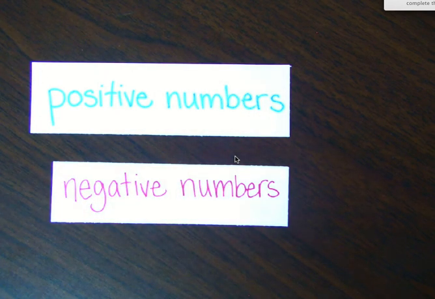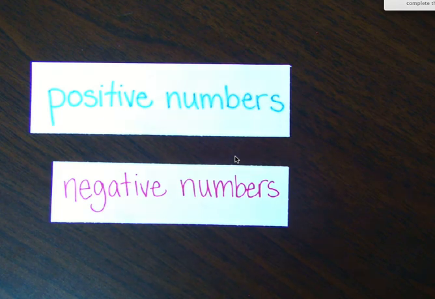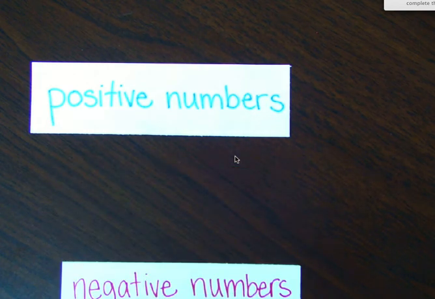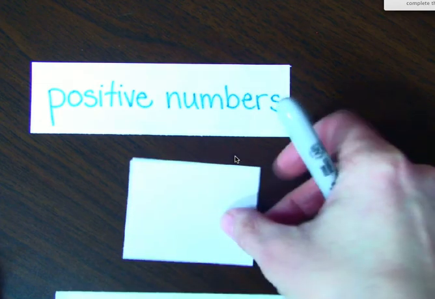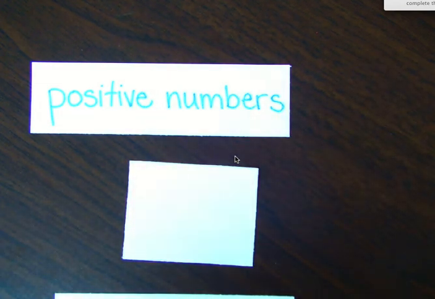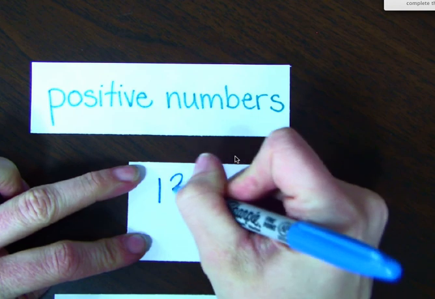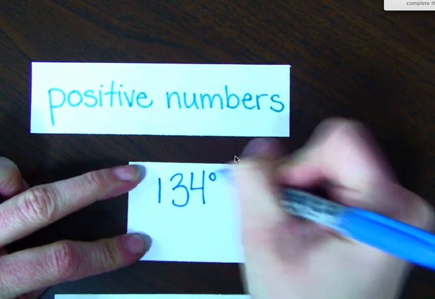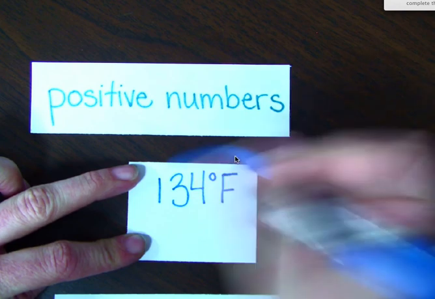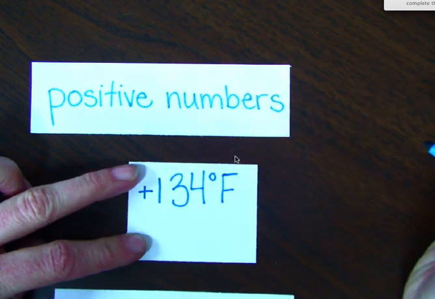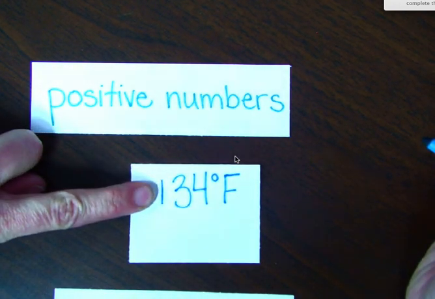Positive numbers are greater than 0. They may be written with a positive sign, but they're usually written without it. So the numbers that we've been working with up until now, just written as a number, are positive numbers. For example, the highest temperature recorded in the United States is 134 degrees Fahrenheit in Death Valley, California. 134 degrees above 0 is a positive number. So it could be written as positive 134 or just 134.